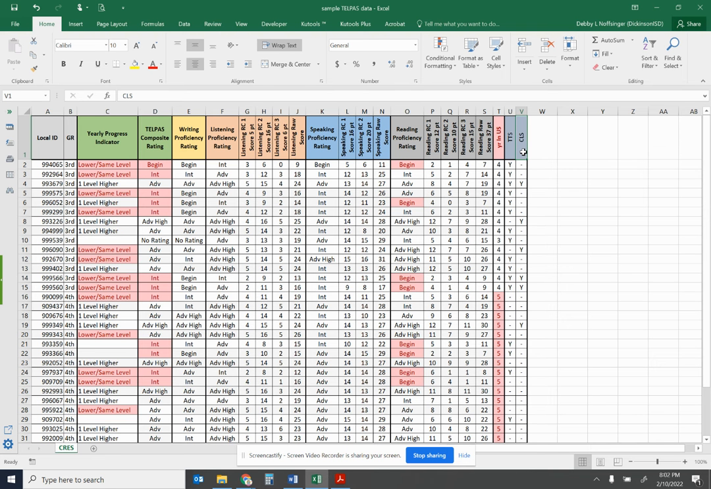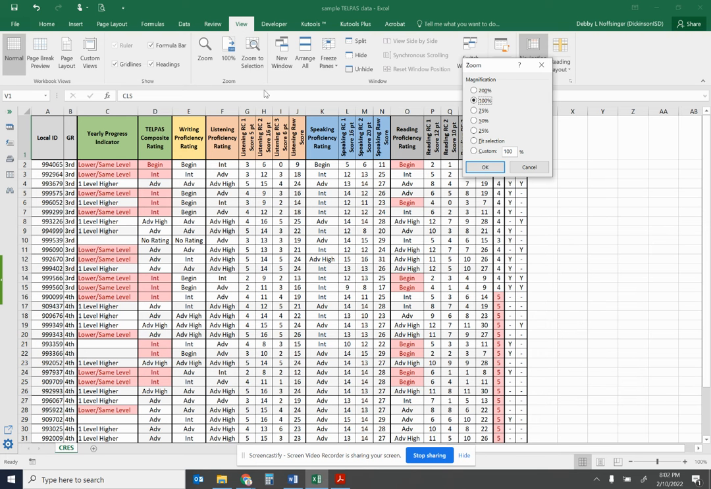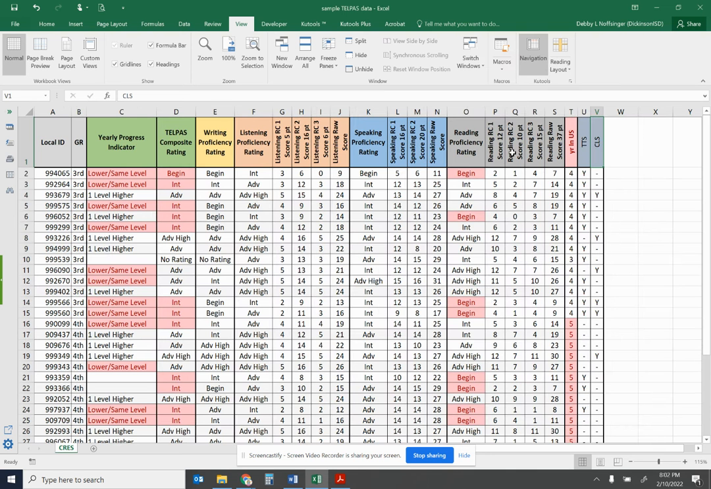So when we look at our data, we need to look at several things. When we look at the listening proficiency, we see that there are actually three reporting categories. Let me open this up a little bit more so we get a bigger picture. Okay, when we look at listening, we have reporting category 1, which has 5 points. Reporting category 2 has 16 points. Reporting category 3 has 6 points. The total raw score is converted into a scale score, and that scale score is converted into a proficiency rating.